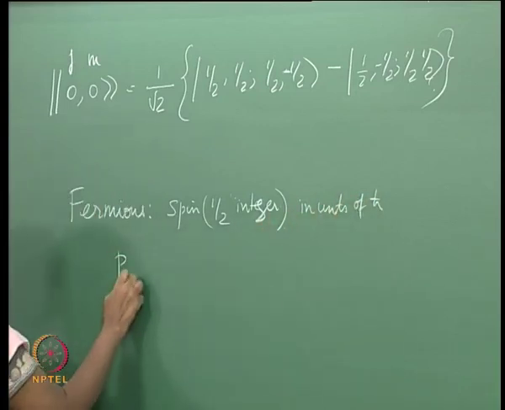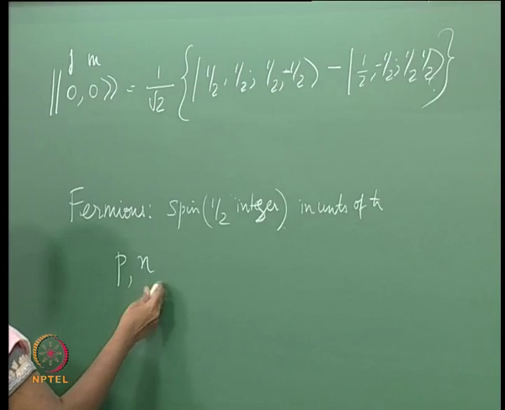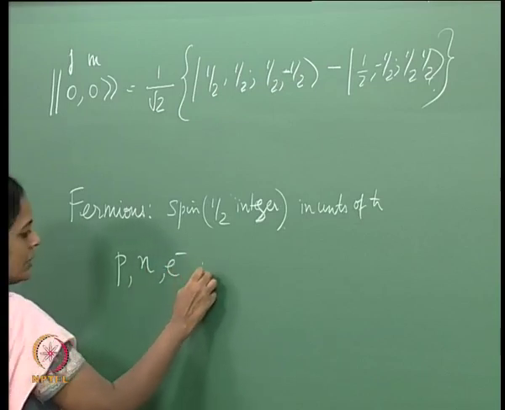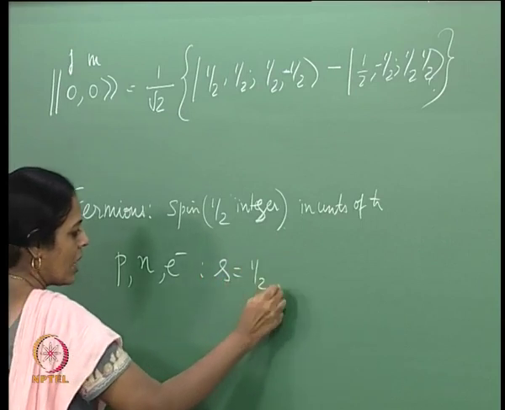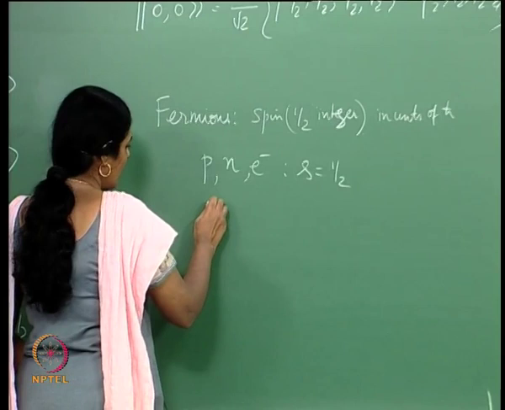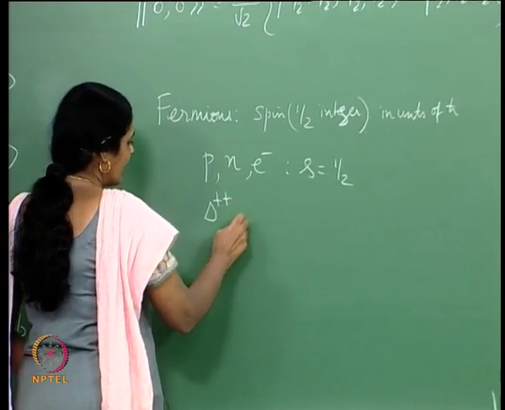So, examples are protons and neutrons, electrons. These come with little s equals half. Sz, of course, or m could be plus half or minus half, that is okay. And then you have objects like the deltas.